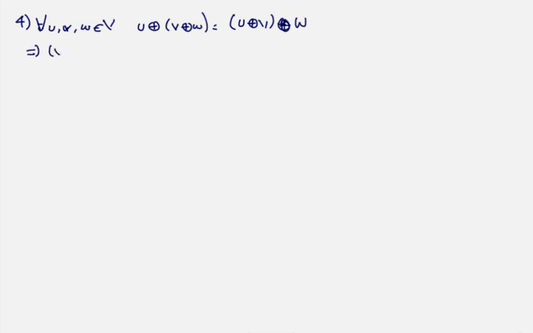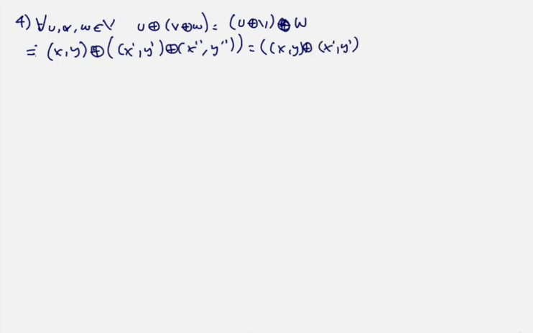So we know u is (x, y), in a big bracket. The first bracket, so (x, y) plus v, open bracket, v means (x prime, y prime), we know, plus (x double prime, y double prime), which is w, is equal to u, that is (x, y), plus, v means (x prime, y prime), bracket closed, plus x double prime.